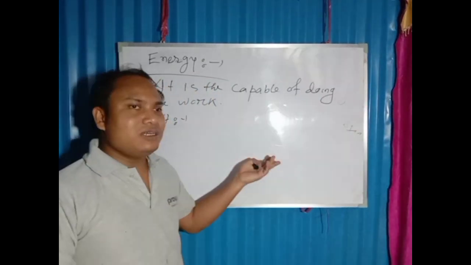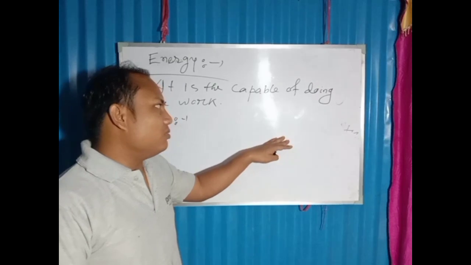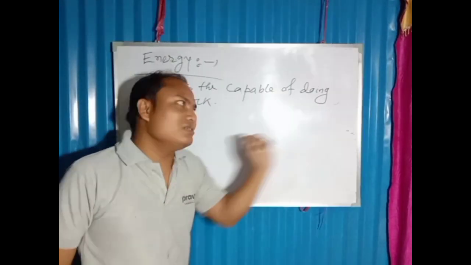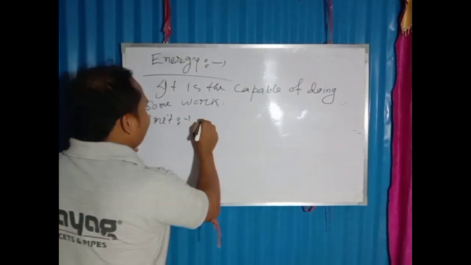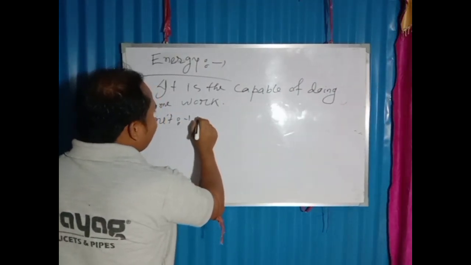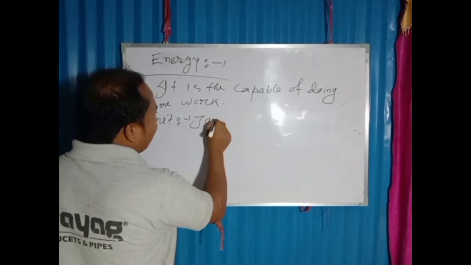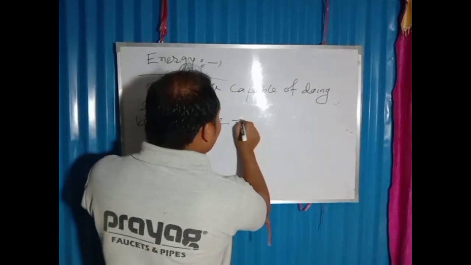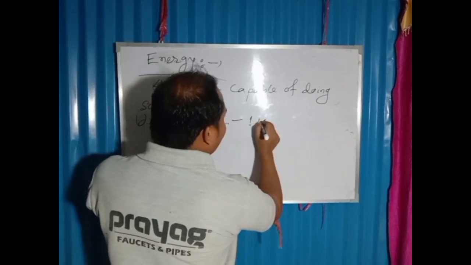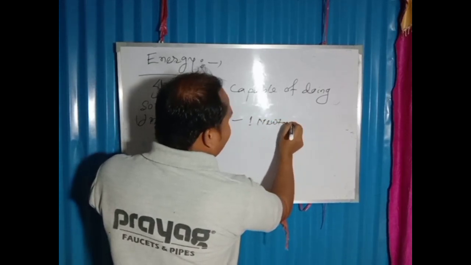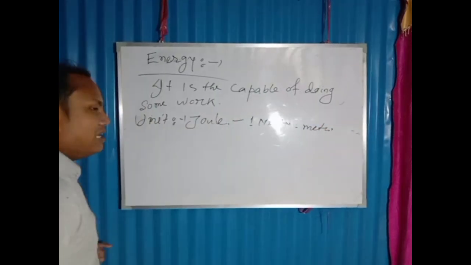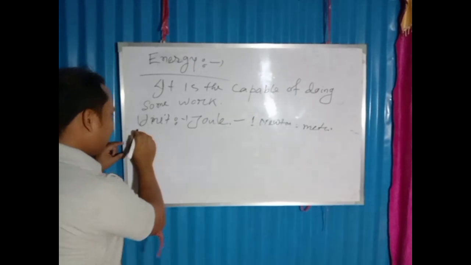Basically, you can see in work done, what is the unit of work done? The unit of work done is joule. So energy also has the unit of joule. Okay, 1 joule equals 1 Newton meter. Clear? Next point, type of energy.